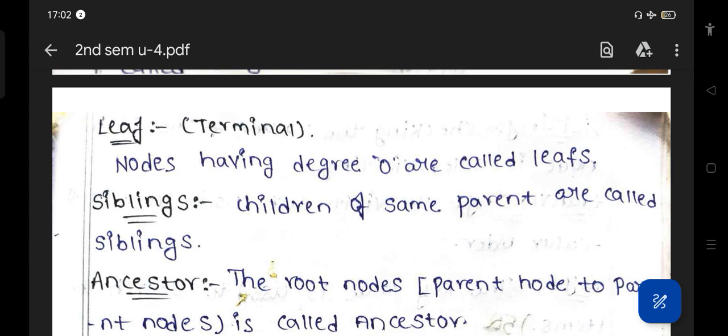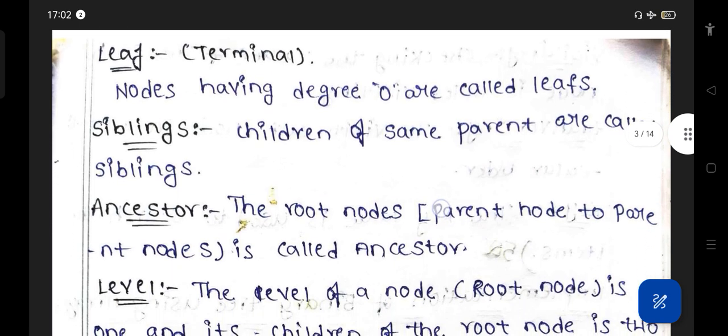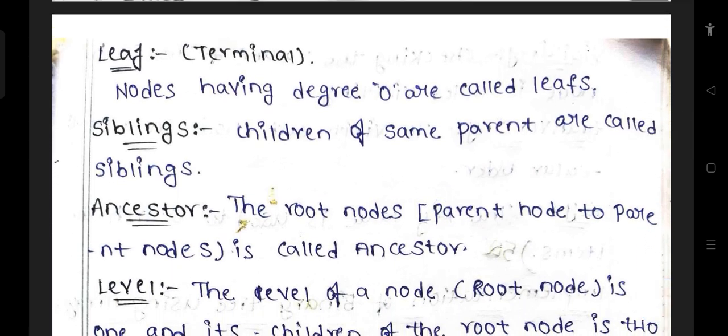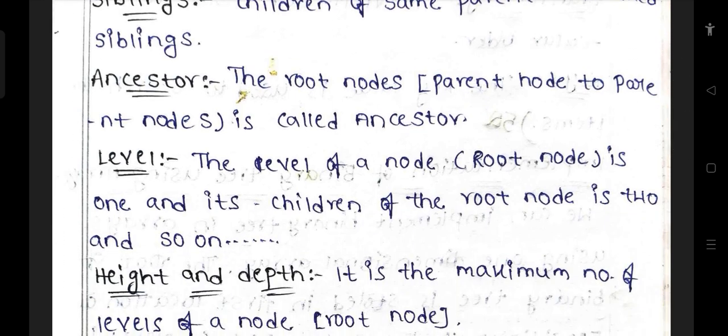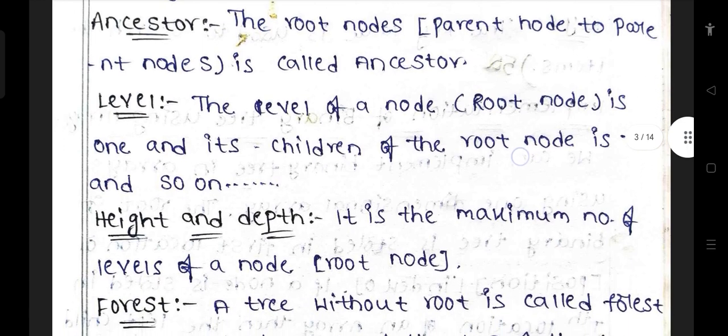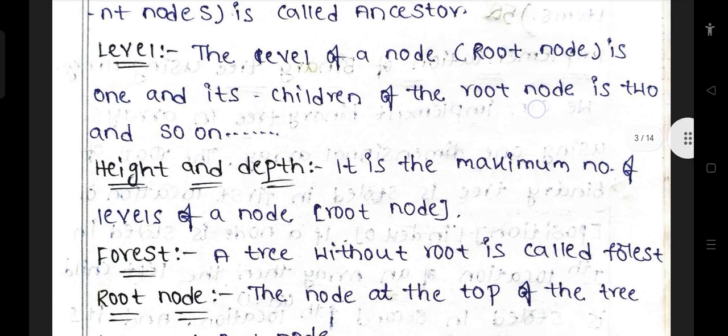And siblings: siblings are the children of the same parent node. And ancestor is the root node, that means the starting node is known as the ancestor. And level of a node describes how a node and its children come under a level. That means it is like generations of humans: father, son, grandson. Here levels are described. And height is the maximum number of levels of nodes including the root node.